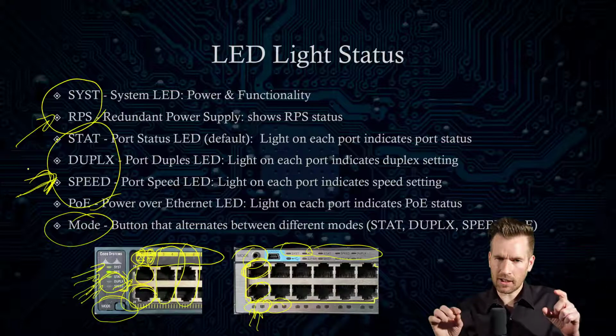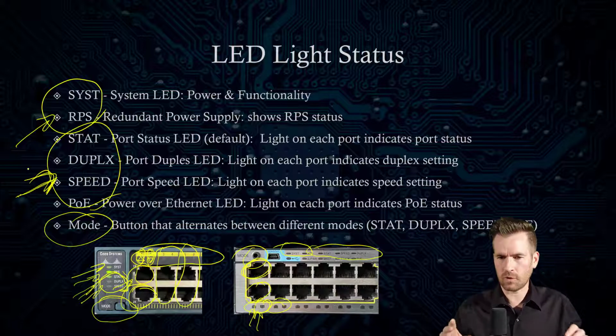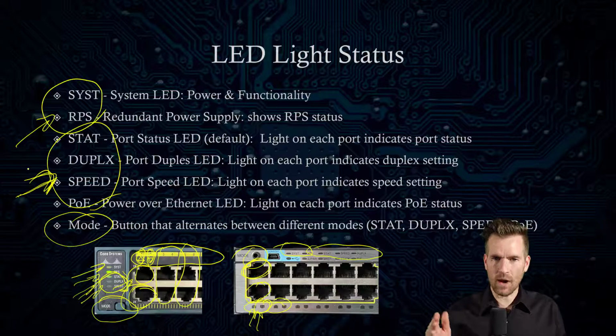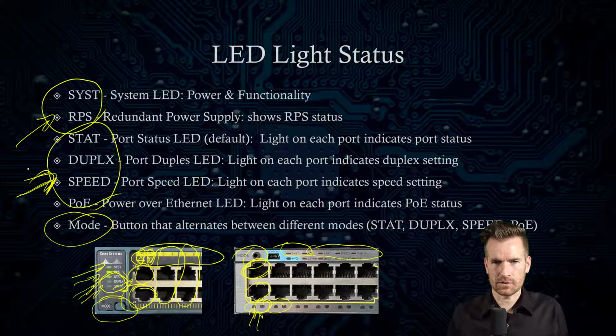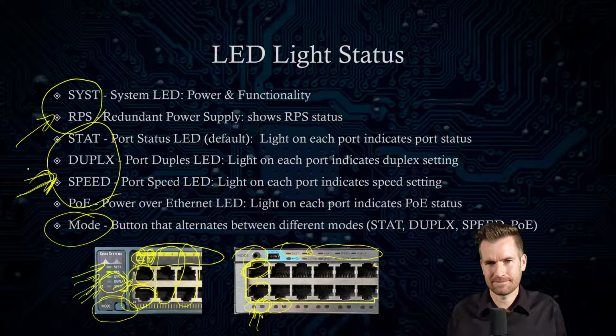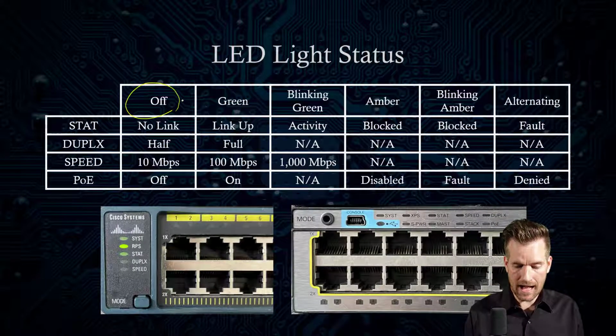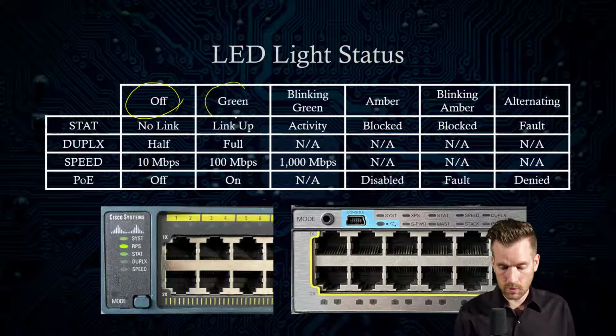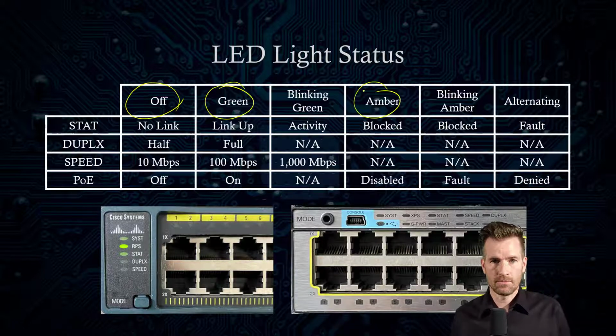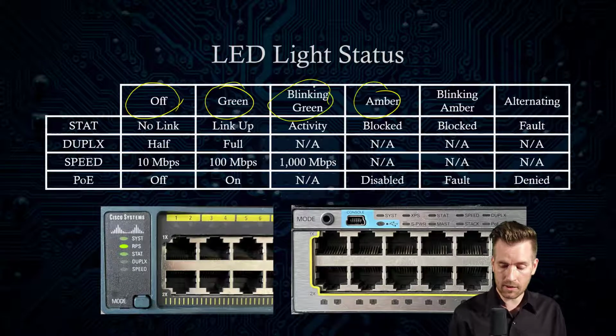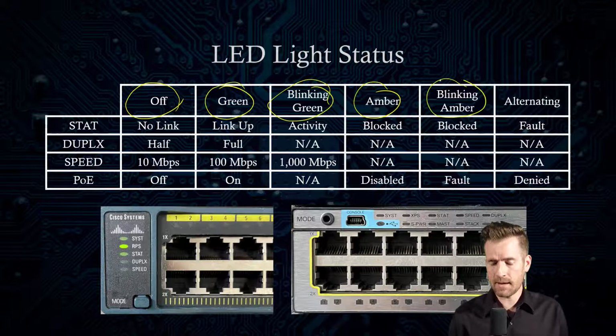Let's take a look a little more in depth at those four statuses and see what different options we have with those, or what they actually indicate. The LED itself can actually have several different states. It could just be off, or it could be green, or it could be amber, or it could be blinking green or blinking amber. Or it could be alternating between the green and the amber.